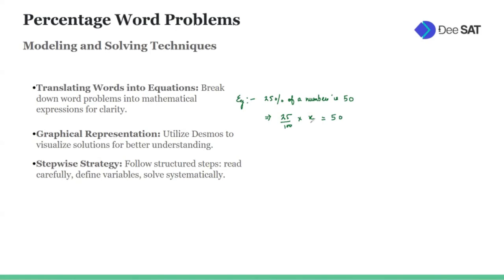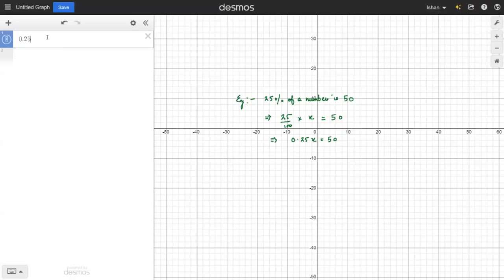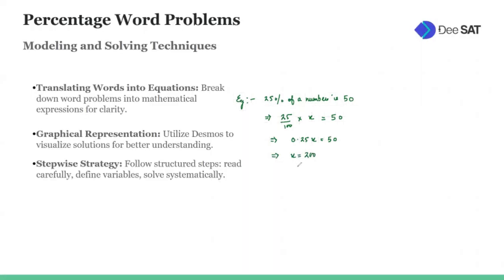And that we can solve with a basic equation of mathematics, which is 0.25x equals 50. You can directly use regression in Desmos and figure out that value. So 0.25, I'm writing x1 as it is a regression variable, regression to 50. The value of x is 200. So we clearly know now that 25% of 200 is 50.